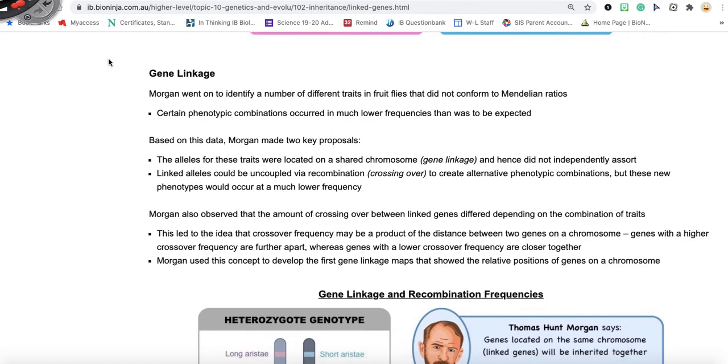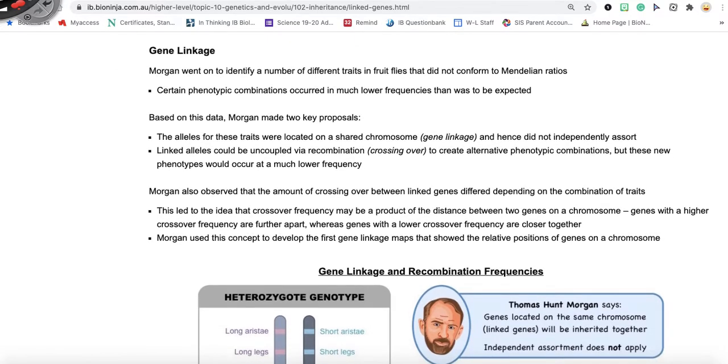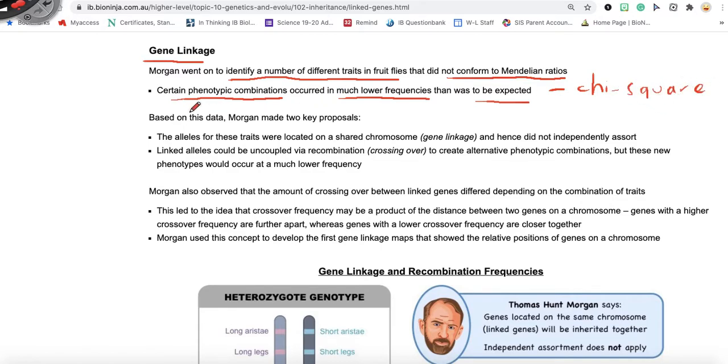But there's more than sex linkage, right? What about gene linkage of other genes that are not necessarily in the sex chromosome, that could potentially be in the autosomes? So Morgan went on to identify a number of traits in fruit flies that did not conform to Mendelian ratios. He saw that certain phenotypic combinations occurred in much lower frequencies than was to be expected. And again, he studied this via a chi-square distribution.